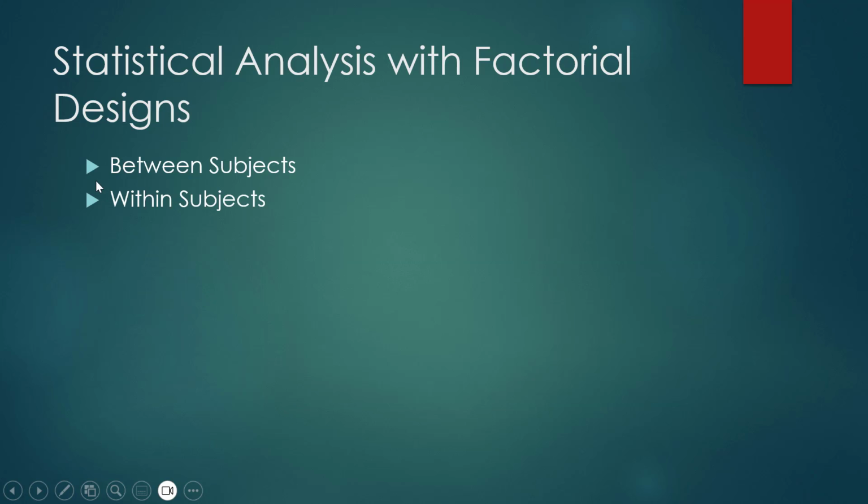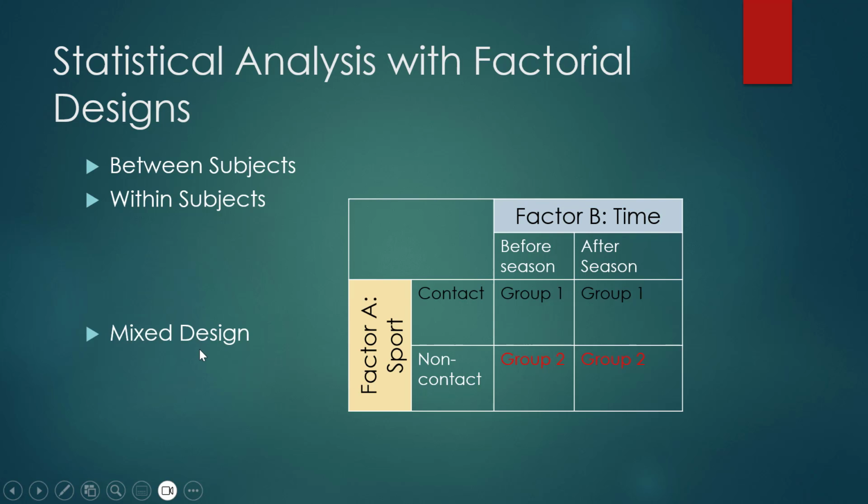Now, sometimes you have one factor or independent variable that's between subjects and another factor that is within subjects. That would be a mixed design. Here you have a between subjects factor where one group of participants played a contact sport, another group played a no contact sport, and then you measured cognition before the season and after the season. So this is one group of participants, this is a second group of participants. This is your between subjects factor and this is your within subjects factor, and so you have a mixed design. Again, you would analyze that with a factorial ANOVA if you have an interval or ratio level of measurement.